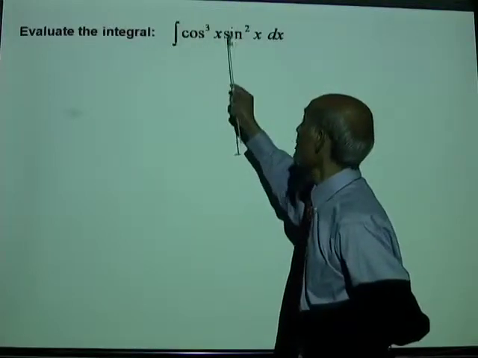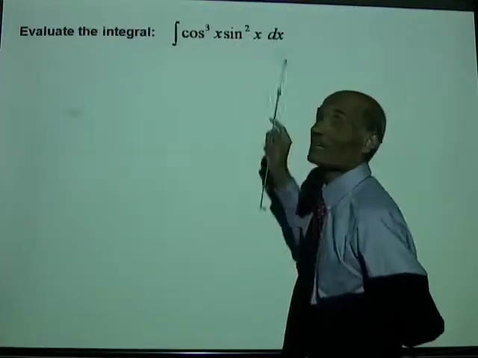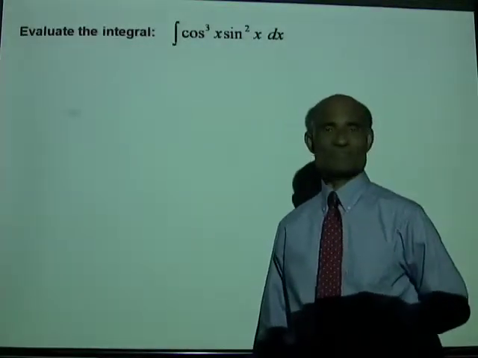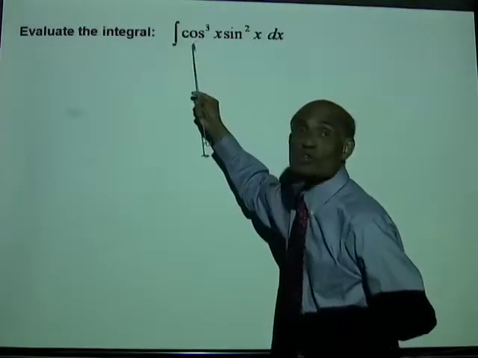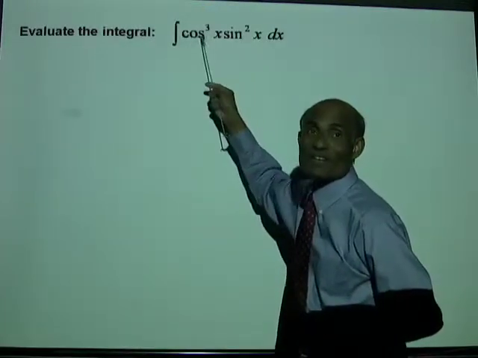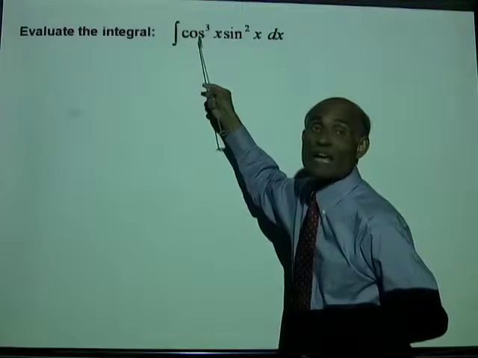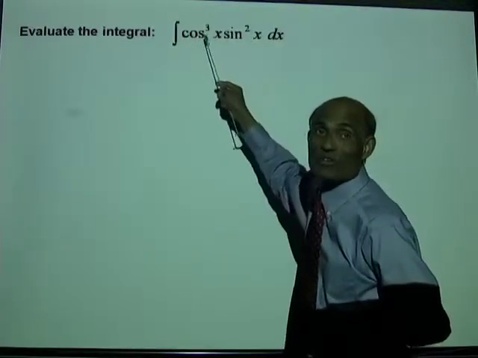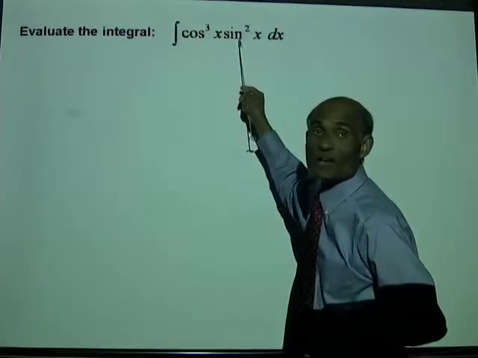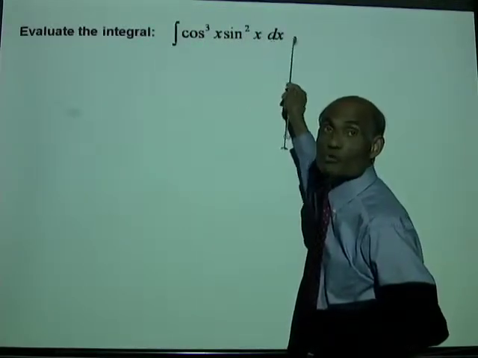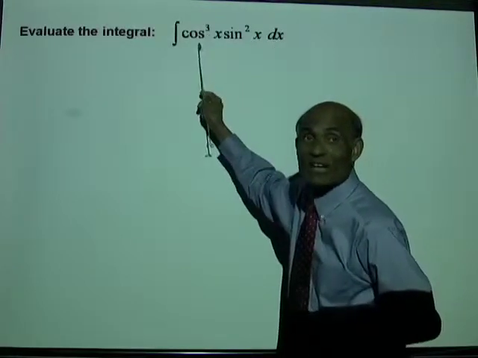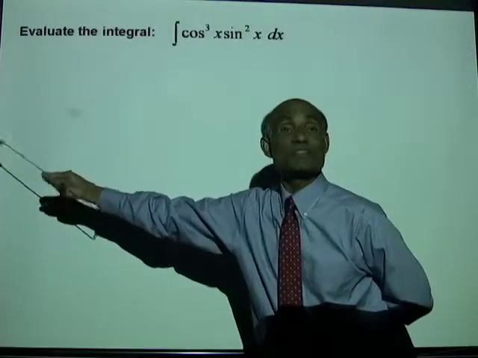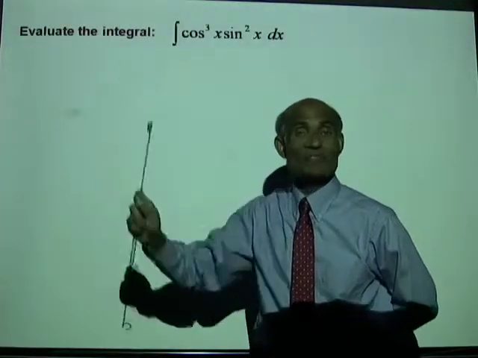Integral cos cube x sine squared x dx. It's a similar integral. What will you do? Well, cos cube x sine squared x. Cos cube x can be written as cos squared x times cos x. That means this will be cos squared x times sine squared x times cos x dx. Then that cos squared x needs to be converted to sine squared x using the identity that we already know.